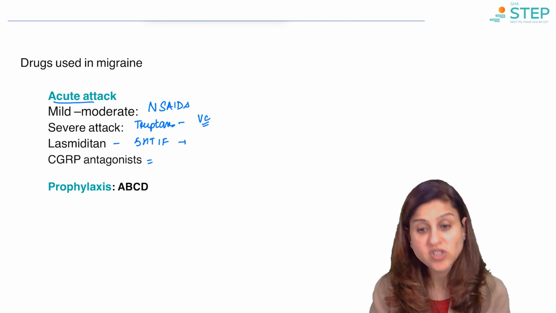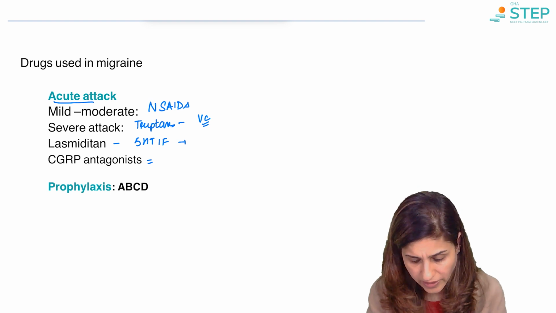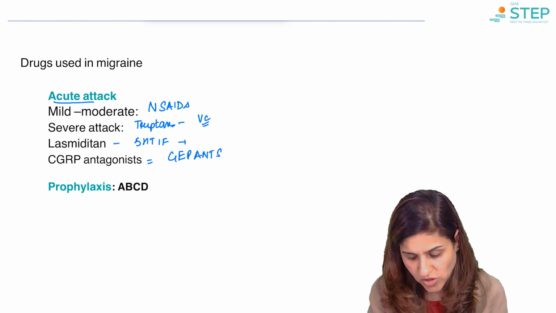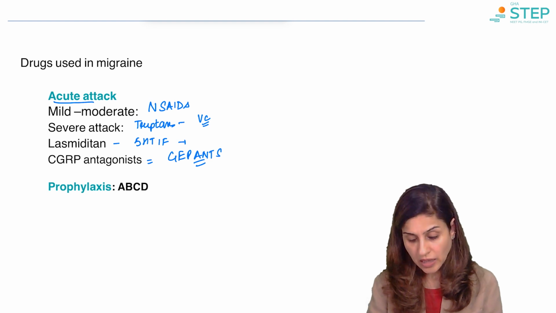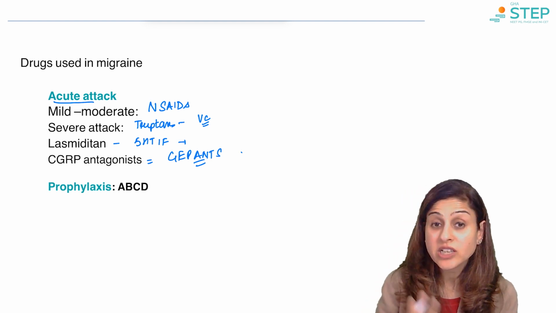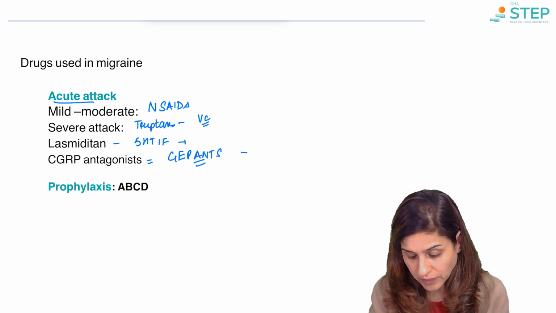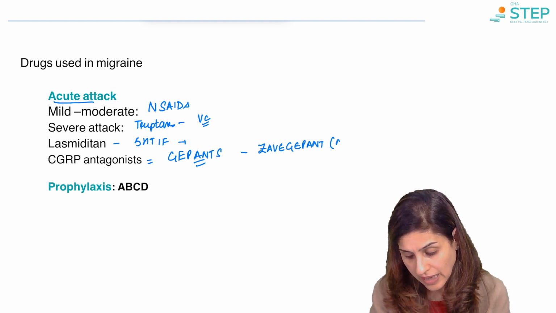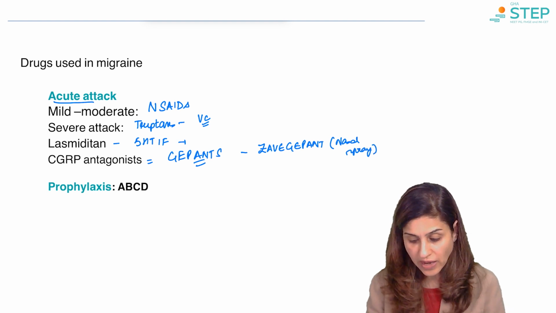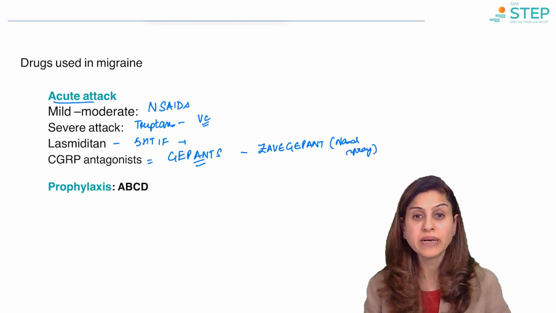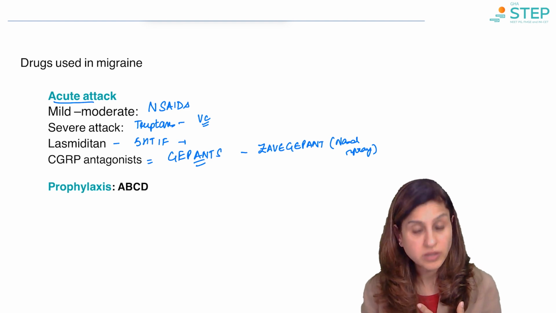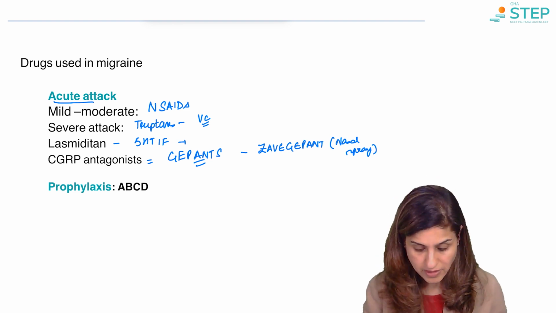Then we have the CGRP antagonists, or they are called gepants, right? Those gepants are available for action in the acute attack of migraine. Out of them, there is a drug called Zavegepant, and this is also approved as a nasal spray. So what is the advantage of a nasal spray? If the patient is vomiting, has nausea, and can't take a drug orally, we can give it by a nasal spray.